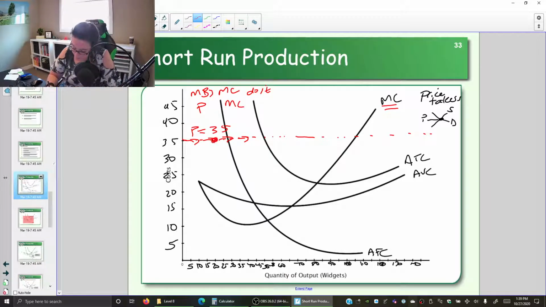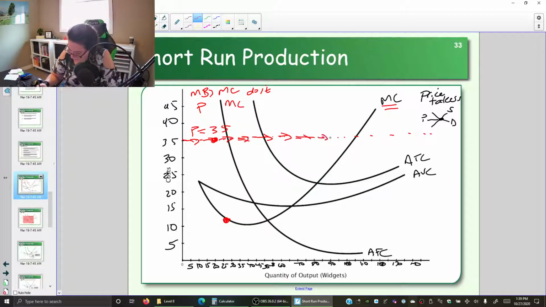Well, here if the price is $35 and the extra cost here is about $12, then we get to sell it for a lot more than it costs to make it. So we sell one item for $35. The extra cost to make that one item is about $12. The price is more than the marginal cost. The extra benefit is more than the marginal cost. We do it.